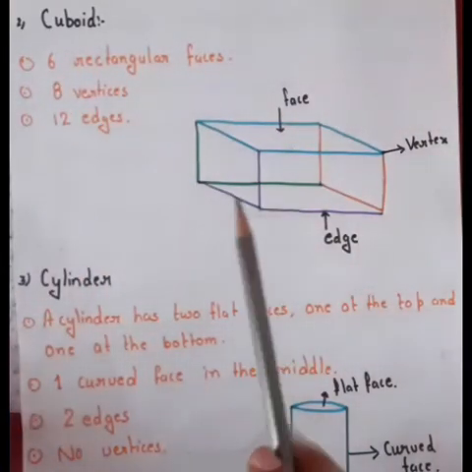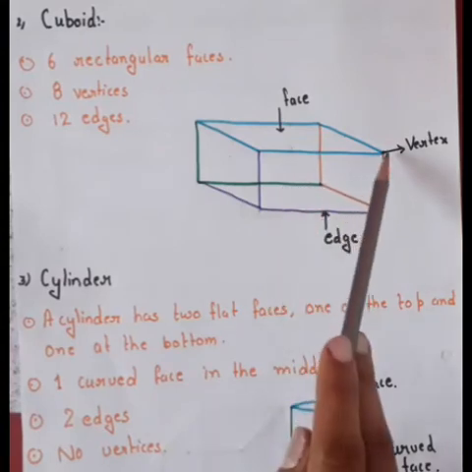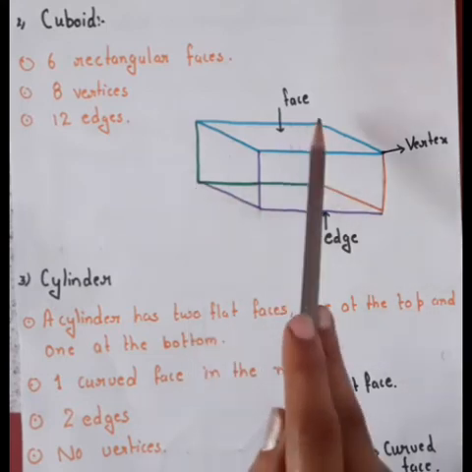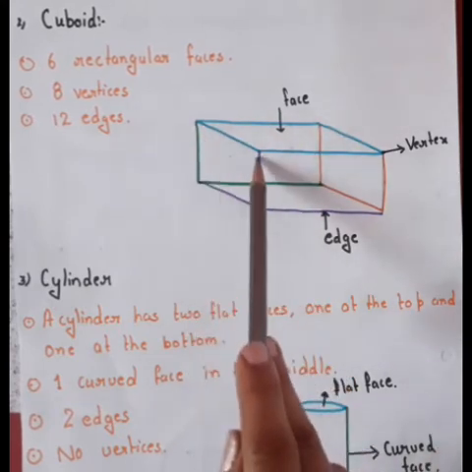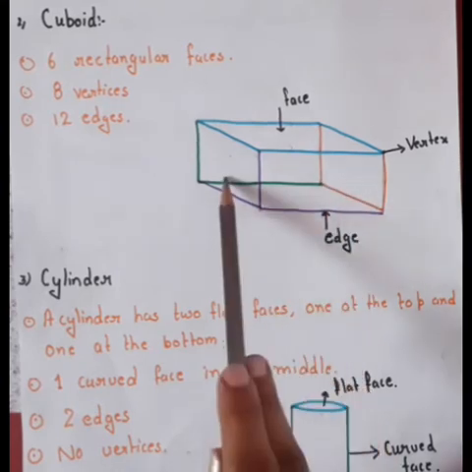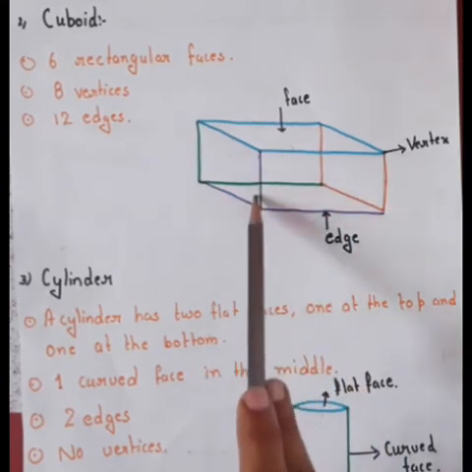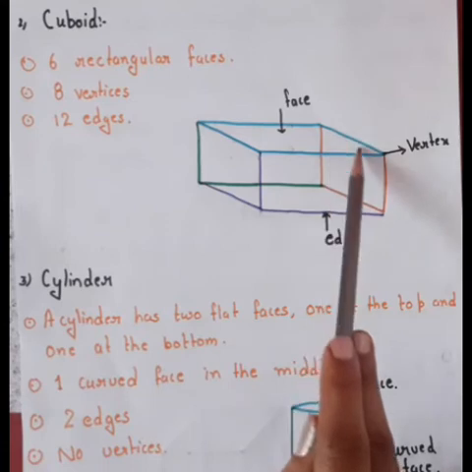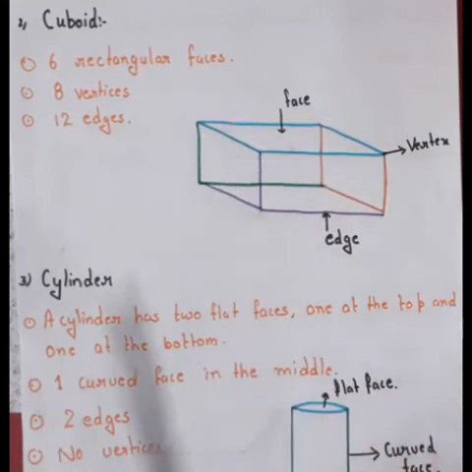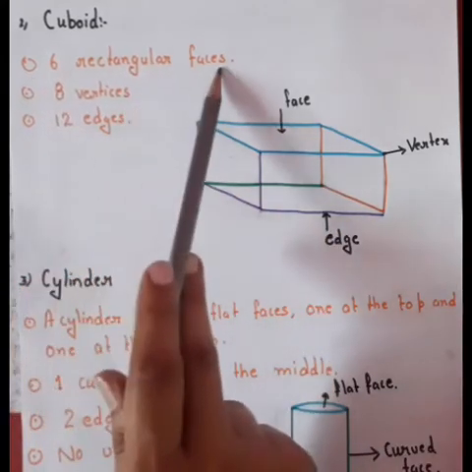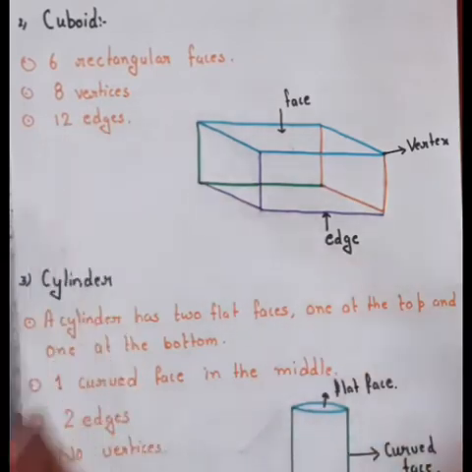Now how many vertices does it have? 1, 2, 3, 4, 5, 6, 7 and 8. So a cuboid has 8 vertices. Now edges: 1, 2, 3, 4, 5, 6, 7, 8, 9, 10, 11, 12. So 12 edges. A cuboid has 6 rectangular faces, 8 vertices and 12 edges.